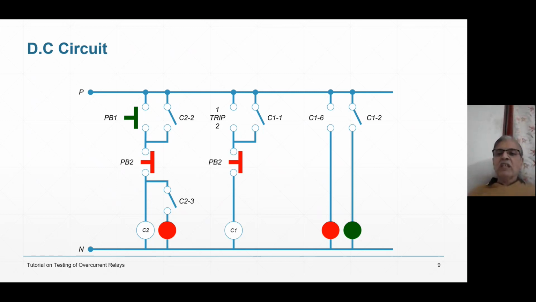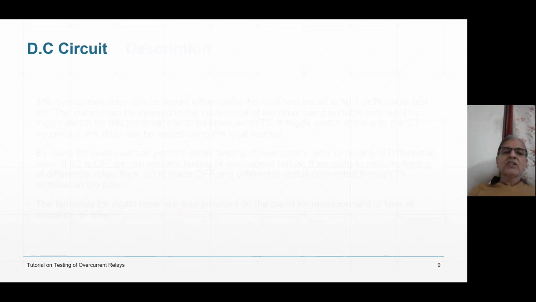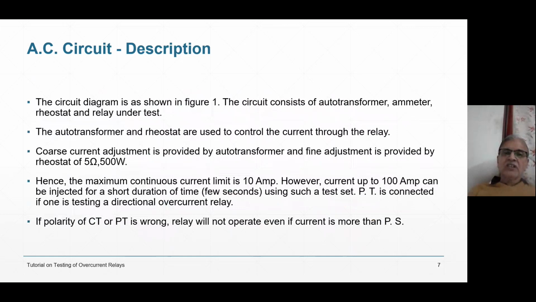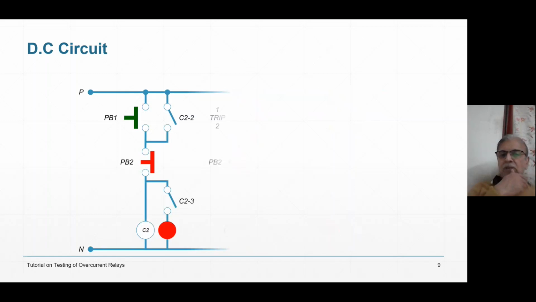So C11, C12, C13 and C14. C13 and C14, my dear friends, are in the AC circuit. C13 is in phase and C14 is in neutral. So it discontinues the current to the relay. C13 and C14. C15. Where is C15? Let me see.